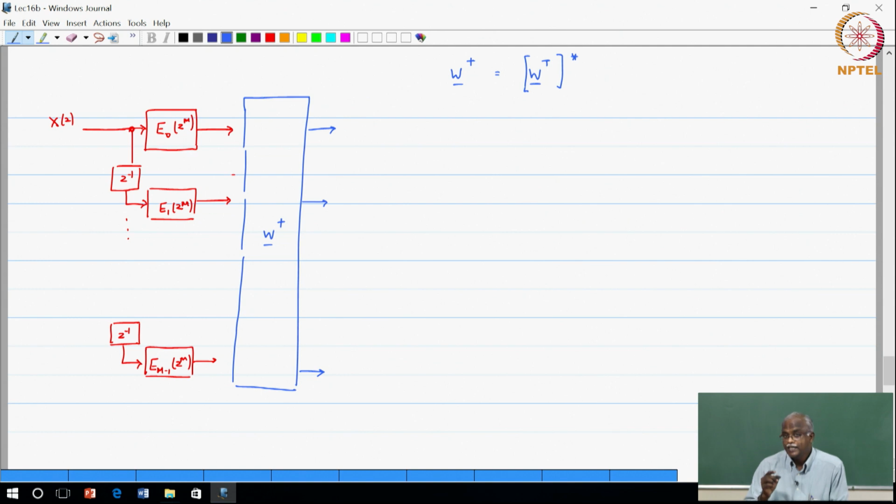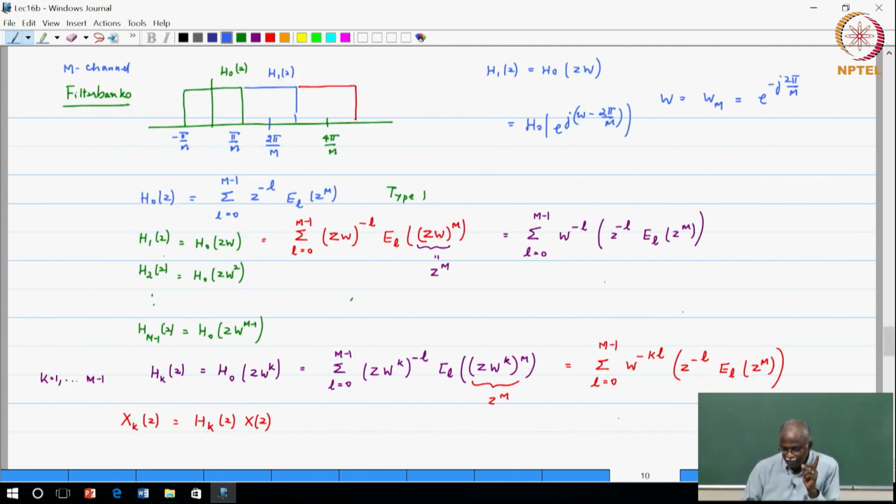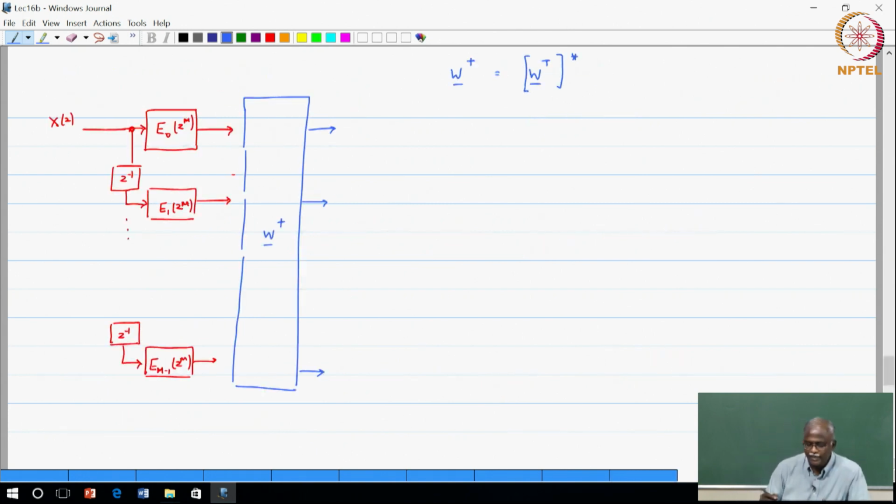Now, we also had another result I want you to keep in mind. When you have a signal which is band limited to 2 pi over m, anywhere in the 0 to 2 pi range, you can downsample by a factor of m without aliasing. So, in the general case you can also do the following: you can downsample by m each of these branches. Each of these branches can be downsampled by a factor of m without aliasing.